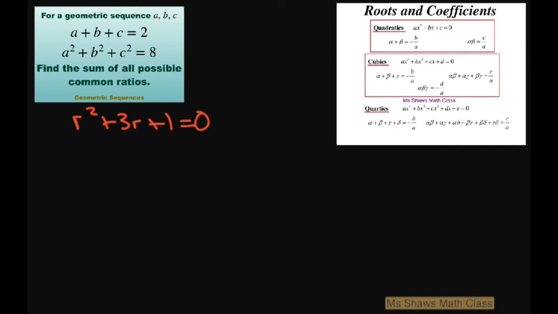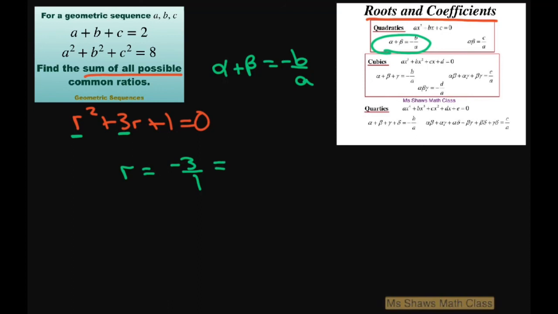Now, by the relationship between the roots and coefficients, we have a quadratic, and we want to find the sum of the possible ratios. So the sum of r, say alpha plus beta, equals negative b divided by a. So this is your b and this is your a. This is going to equal negative 3 divided by 1, which equals negative 3. And that is your final answer.